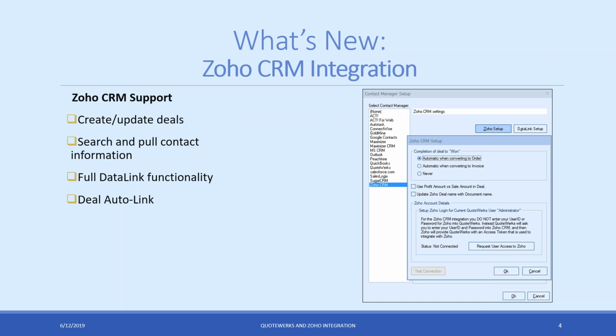And then the auto link, it's one of my favorite features with the integration, is the ability to go directly to that opportunity in Zoho. Instead of having to do a search for it, you can just search right in QuoteWerks for it and find that deal immediately and see the document that's linked with it. So we'll make sure to touch on that piece today as well.